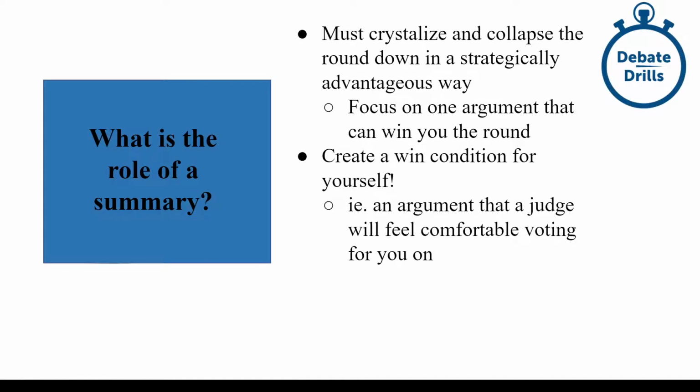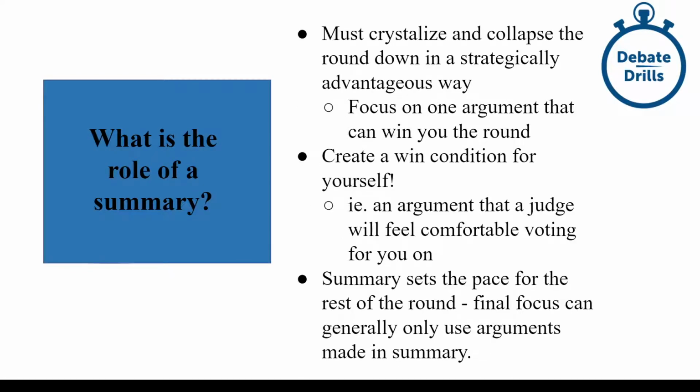What is the role of a summary? The summary must crystallize and collapse the round down in a strategically advantageous way. So what do we mean when we talk about a strategically advantageous way? The best way to collapse in a strategically advantageous way is to focus on the one argument that you know you can win the round on. So whether that's an argument that you write in case, whether that's a turn, essentially you want to be focusing on the win path for your team.